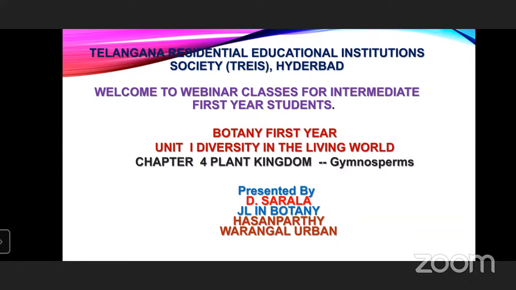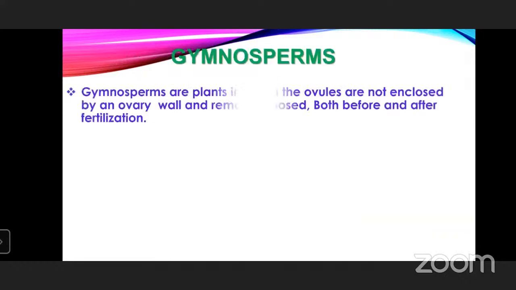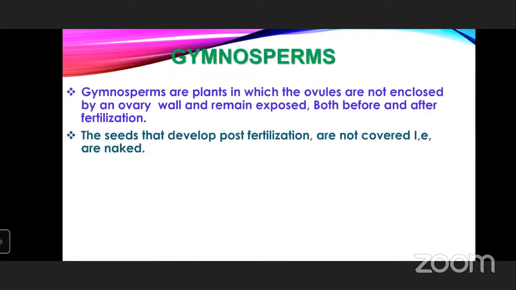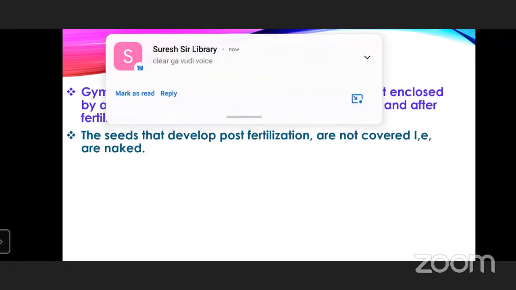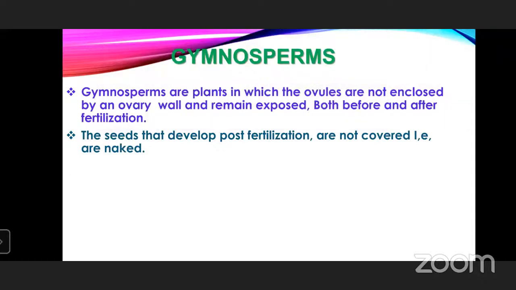Gymnosperms. When we observe the plant kingdom, the entire plants are divided into two major divisions. They are cryptogams as well as phanerogams. Cryptogams are non-flowering plants, and the cryptogams are divided into Thallophyta, Bryophyta, and Pteridophyta.